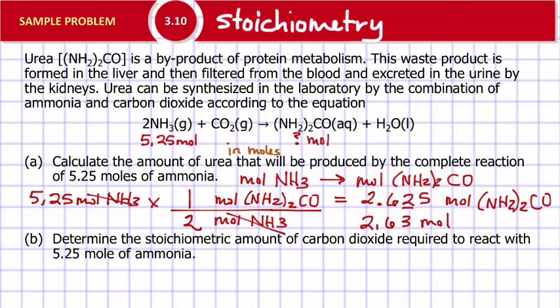Let's do another one here. It says, determine the stoichiometric amount of carbon dioxide required to react with 5.25 moles of ammonia. The stoichiometric amount means, using stoichiometry, find out how much of it is needed to completely react. And so it's the same type of calculation, they're just using fancy words. So again, I have 5.25 moles of ammonia. Now they're asking me about the carbon dioxide. So I'm going to get rid of the other question. Now my question is, how many moles of carbon dioxide?